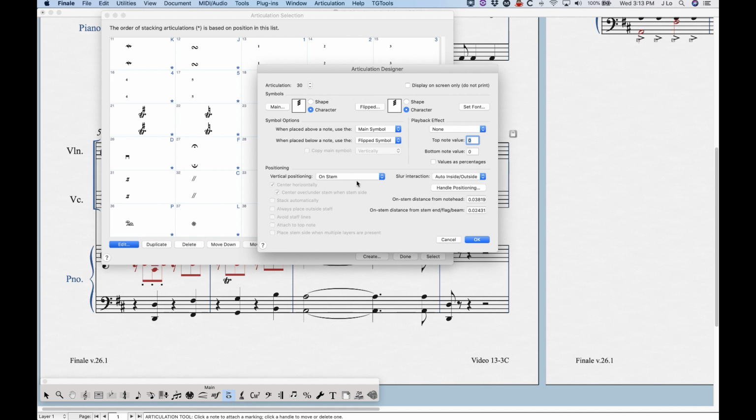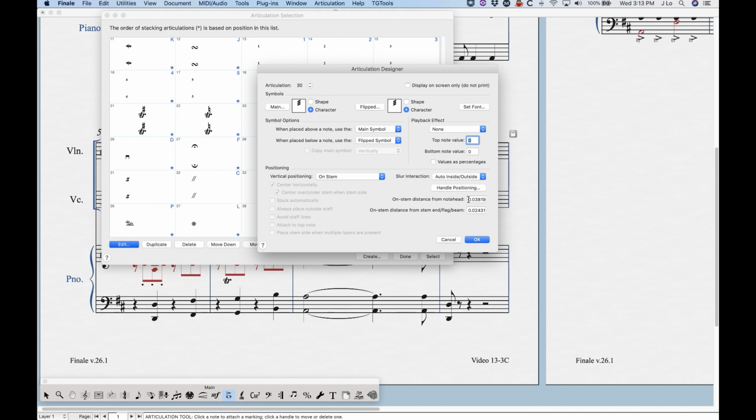All right. The other interesting thing to know about on stem is that any other setting will have, on the right hand side, distance from entry, which has to do with the distance between the articulation and the note or the rest. With on stem, that changes to on stem distance from note head, and the second option becomes available, on stem distance from stem end flag beam.